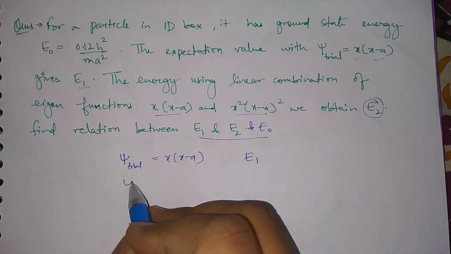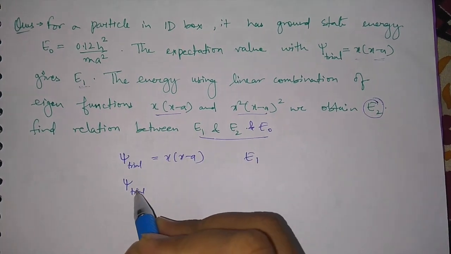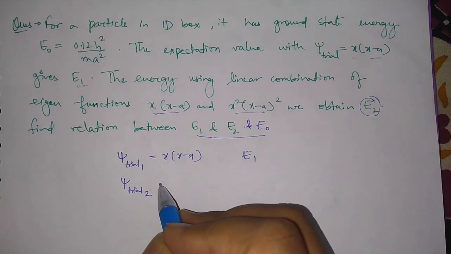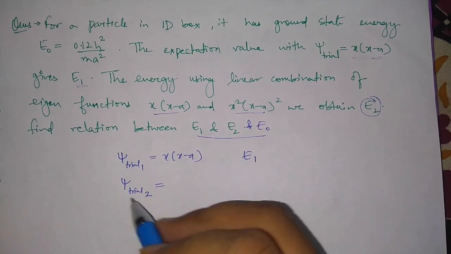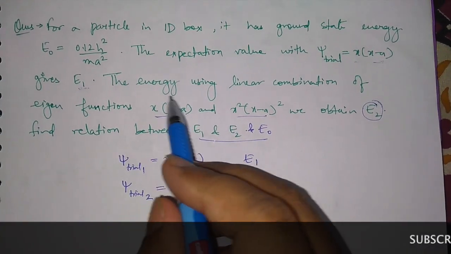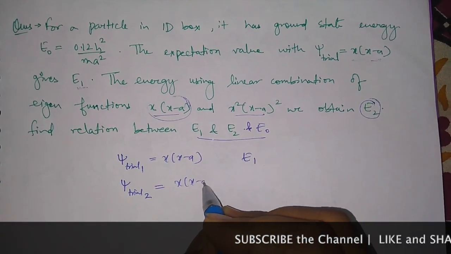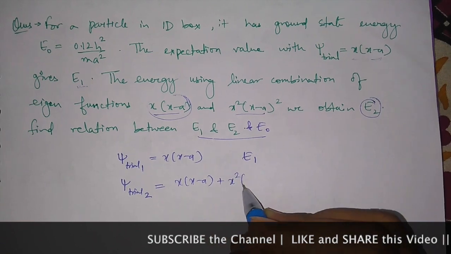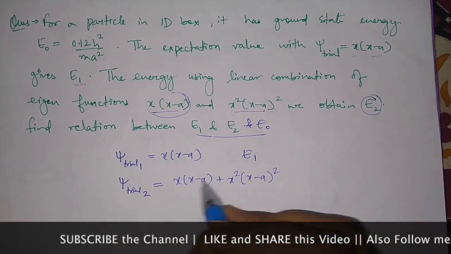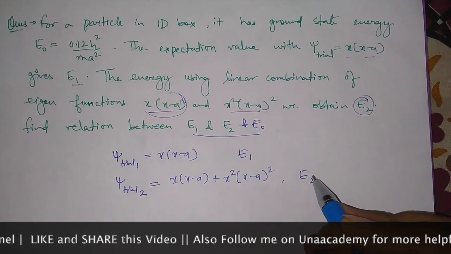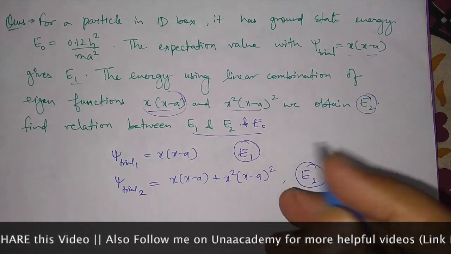The next one is also a psi trial, but this is psi trial 1 and this is psi trial 2. The second trial wave function is a linear combination of these two terms. So I'll add both of them: x minus a plus x square, x minus a whole square. So it's a linear combination of these eigenfunctions, and this will give you energy E2. Here you are getting E2, here you are getting E1.